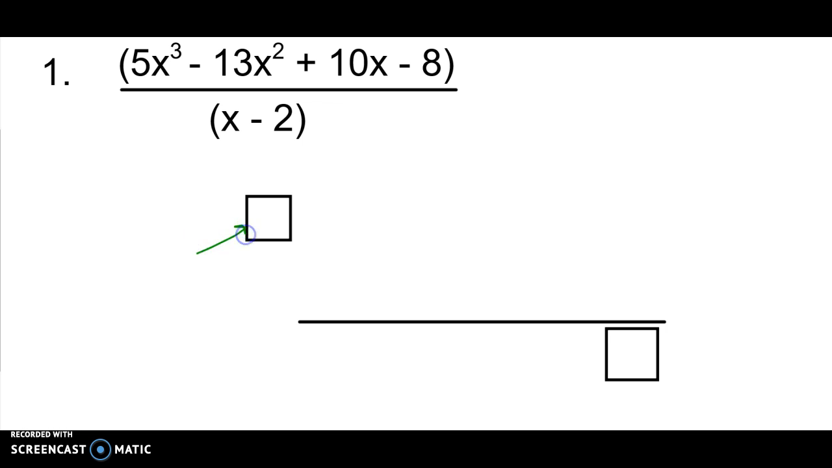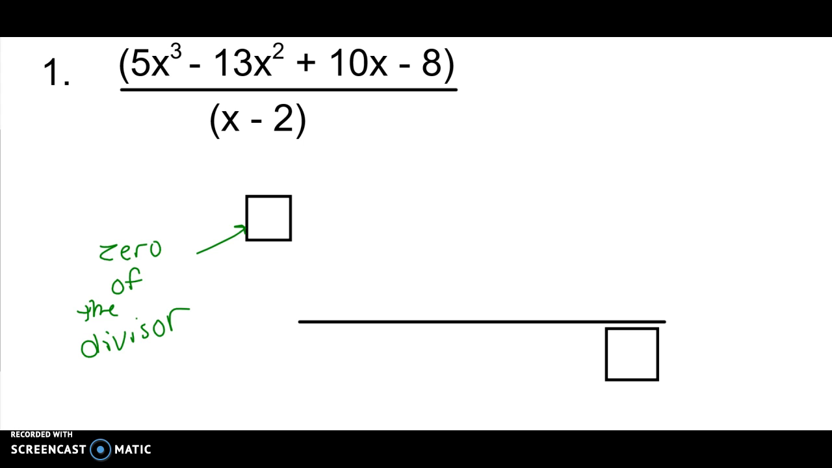This is the 0 of, and I would write this down. The number that goes in that box is the 0 of the divisor. You might have already known this. What do I mean by the 0 of the divisor?